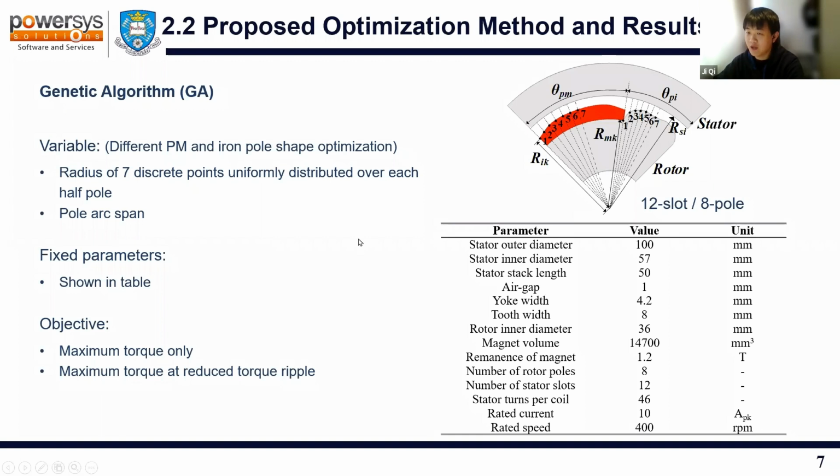And here we have two objectives. The first one is to maximize the torque only, and the second one is to maximize torque at reduced torque ripple.